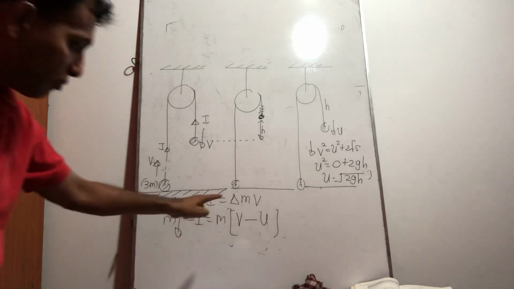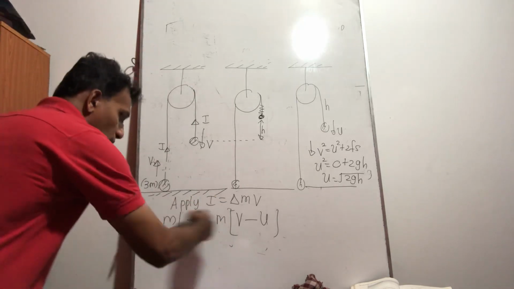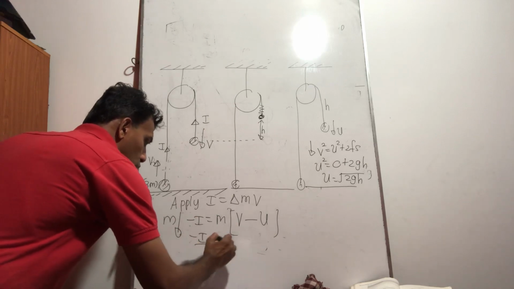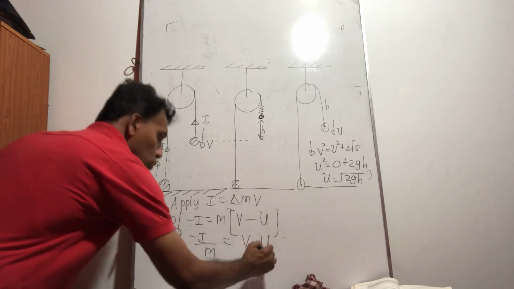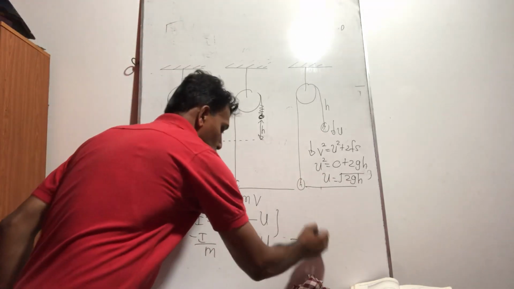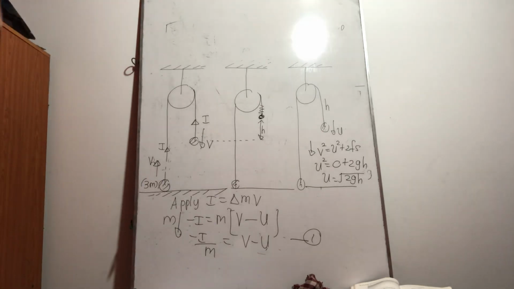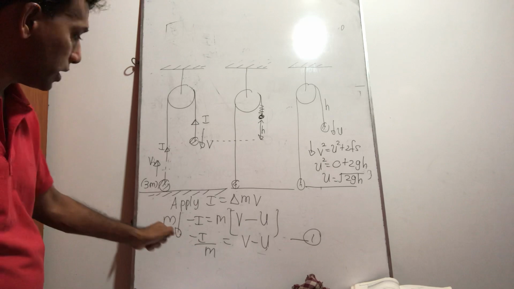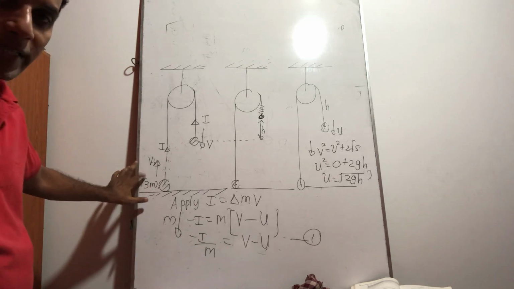So I want to find the V value. I can simplify, dividing here: minus I over m equal V minus U. We know the U answer, right? Okay, keep this as the first equation.